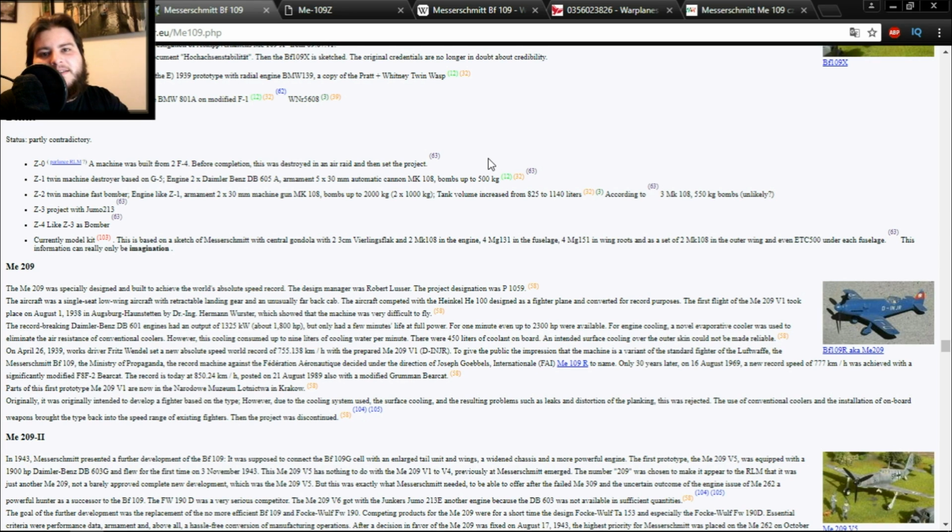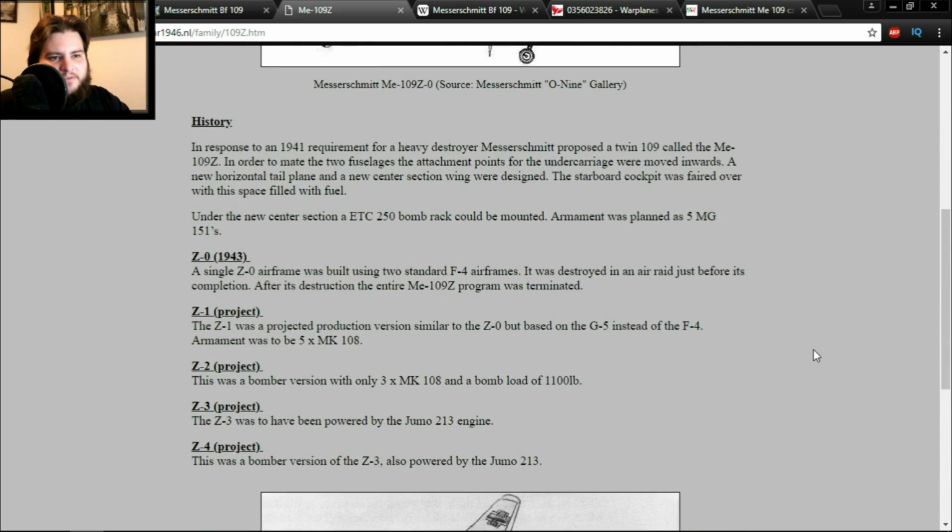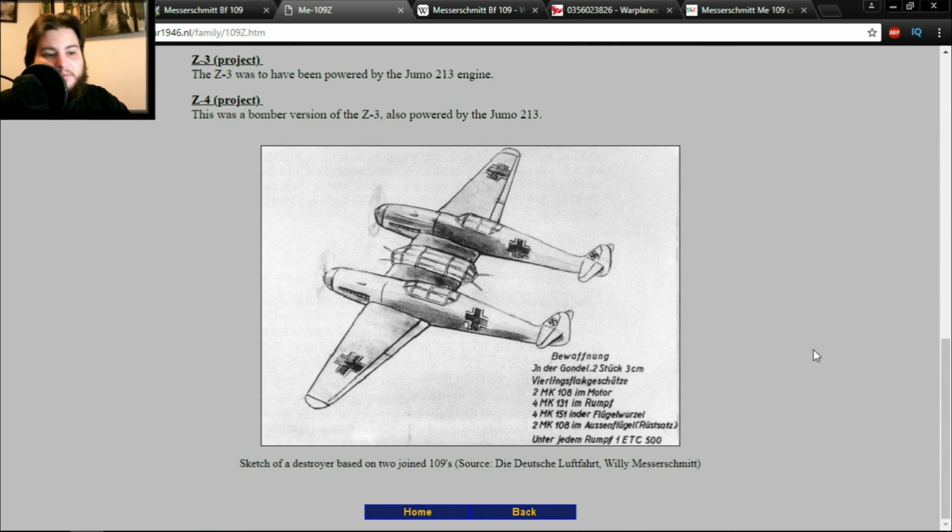So because of that, I had a look at all the sources, and the sources generally were stuff like this, where there is no source on it, there is just a picture which could have been done by anybody, we don't know, apart from this down here, which is talking about, of course, the bomb, but the source is Die Deutsche Luftfahrt or Willy Messerschmitt, so supposedly Messerschmitt himself drew this. But this is different to the one we have in game, and also the one which was supposed to be built. This looks to me like the Z0.